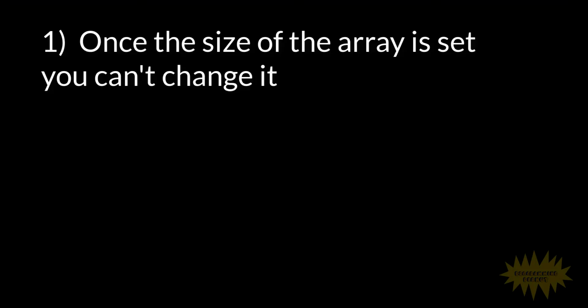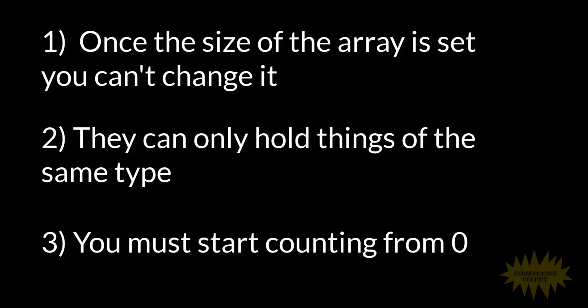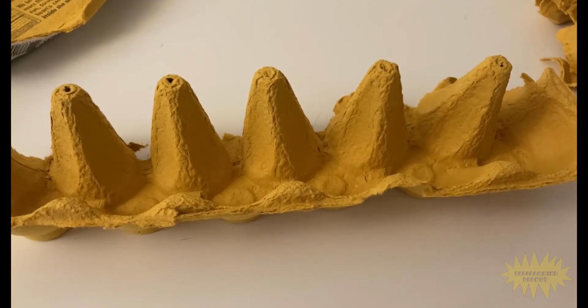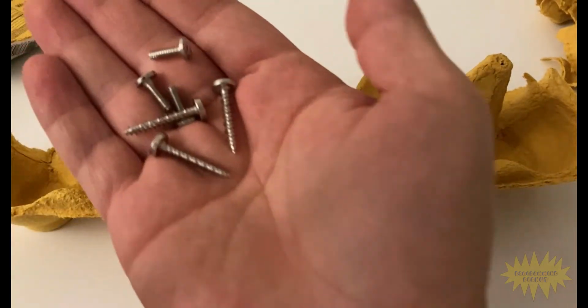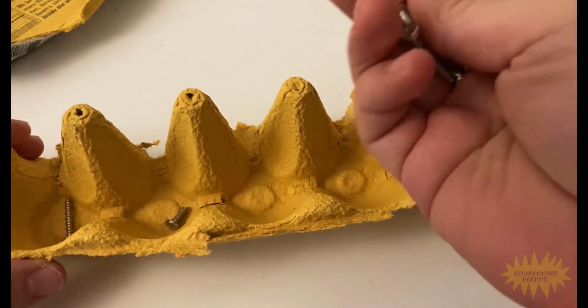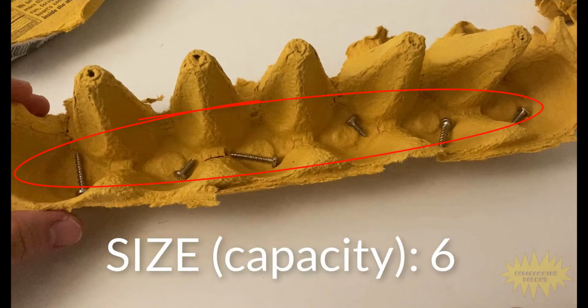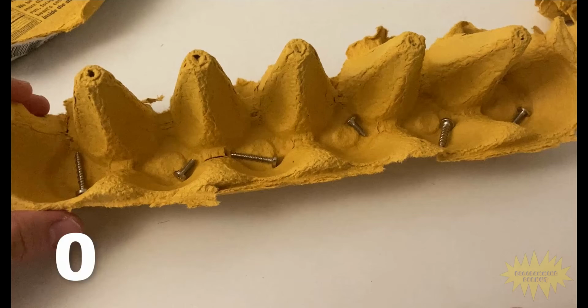Arrays have three important rules. Number one, once the size of the array is set, you can't change it. Number two, they can only hold things of the same type. And number three, you must start counting from 0. Here, you'll see that I can't really shrink or grow the size of the carton without breaking it. You'll also notice that I'm adding screws of different sizes, but yet they are all screws, meaning they're all of the same type. This carton has a size of 6, but if we want to access an index or spot, we'd start counting from 0.